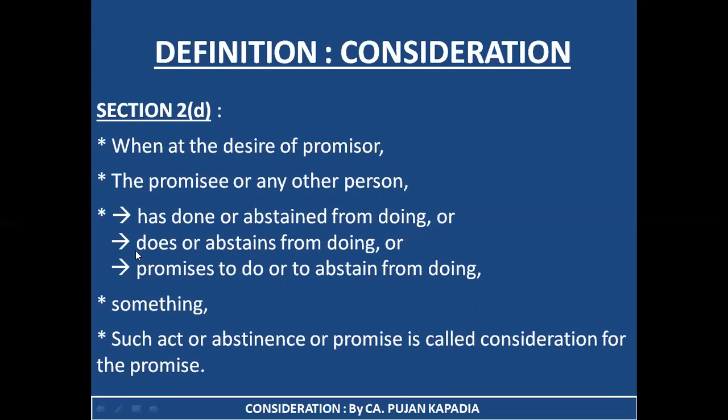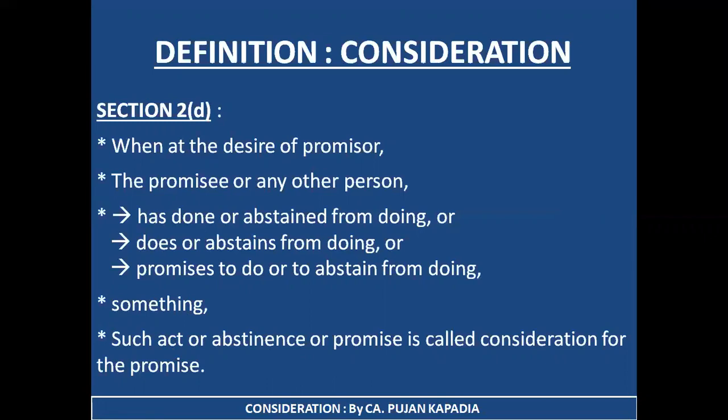In short, there are three lines that are important over here. First is it has done or abstained from doing. It does or abstains from doing. It promises to do or abstain from doing something. It can be anything. Then such act or abstinence or promise is called consideration of the promise. So let's take the example to clear it out.